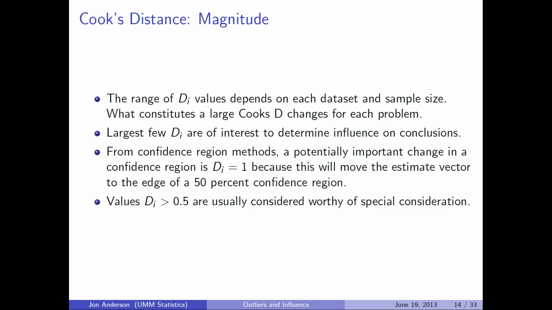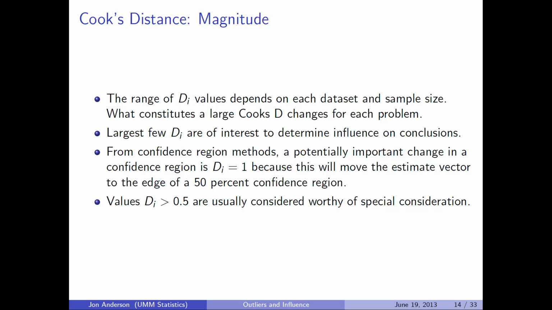The problem with Cook's distance is that there really isn't a standard scale for what makes a big or a small Cook's distance. Bigger, of course, is more influential, but there really isn't an absolute number that says, oh, that's a big Cook's distance. A big Cook's distance changes for every problem. It depends on the sample size.